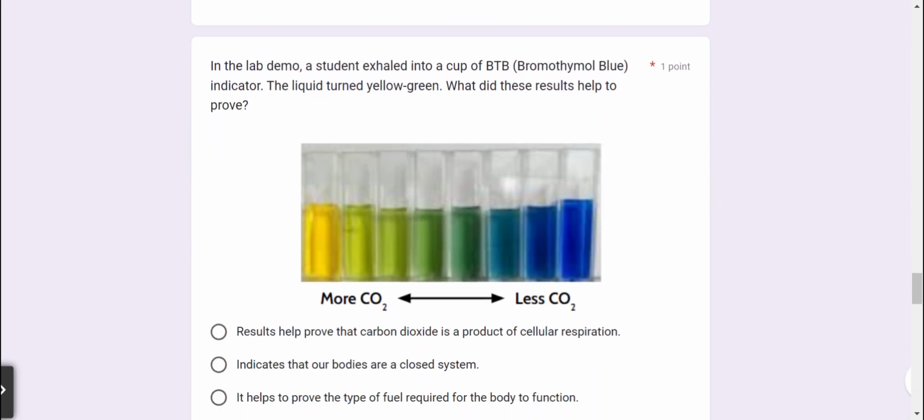In the lab demo, a student exhaled into a cup of BTB indicator. The liquid turned yellow-green. What did the results help to prove? Okay, so you can see if you're down on this level with yellow and greenish, you have more CO2. And if you're up here with blue, there's less CO2. And this student exhaled in a cup and it turned yellow-green. So down here, what did these results help to prove?